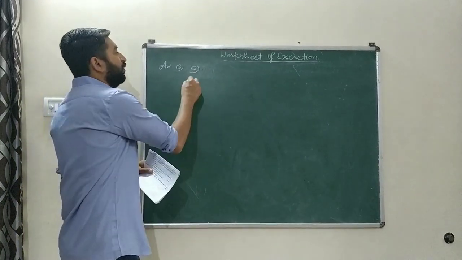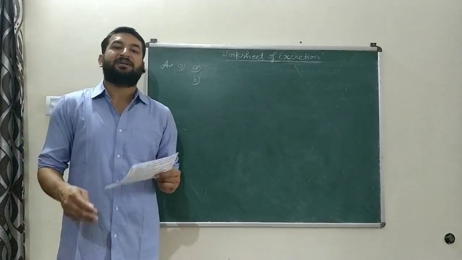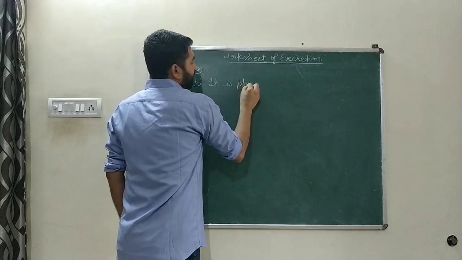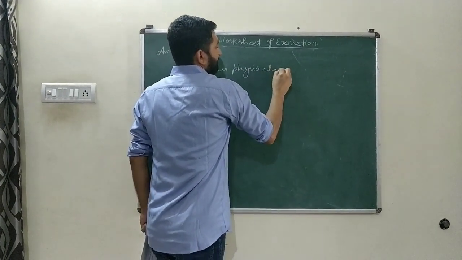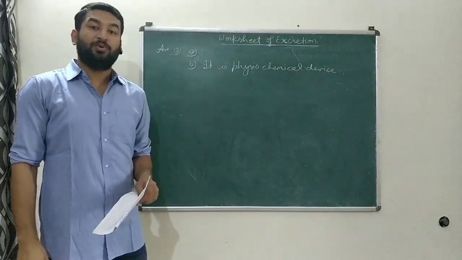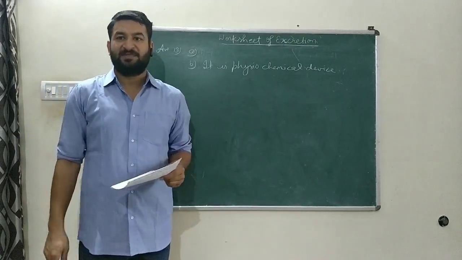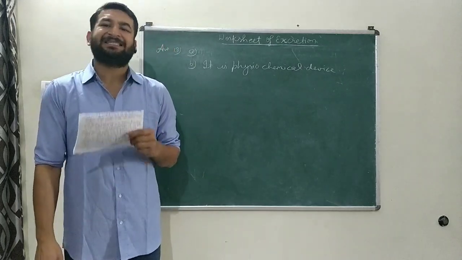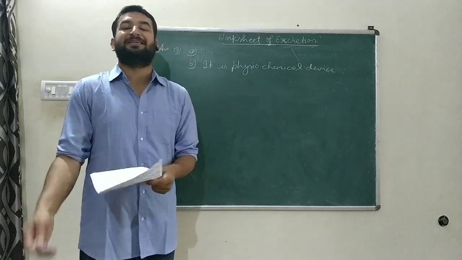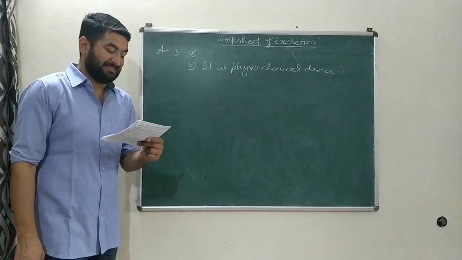Second is B part, what is artificial kidney or a dialyzer? It is a physiochemical device used to remove the waste products from the blood in case of kidney failure. Whenever a person suffers kidney failure, then the waste products of the blood are removed by a physiochemical device, and that physiochemical device is known as artificial kidney or dialyzer.